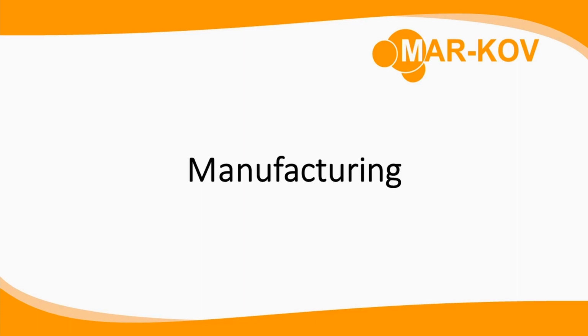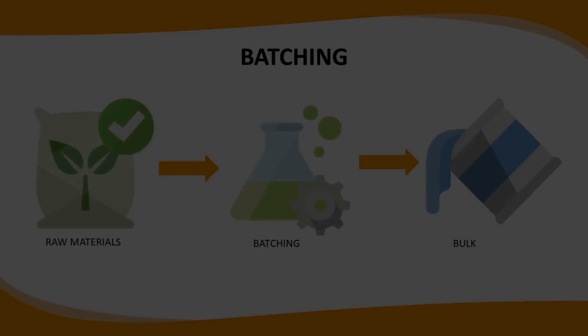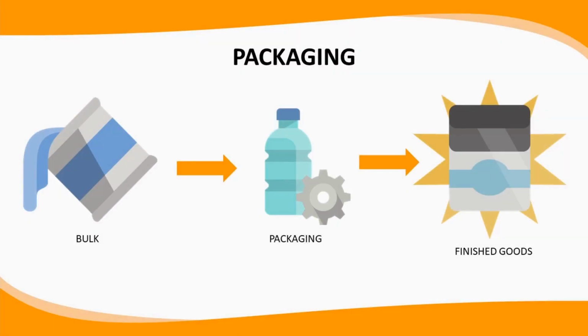Today we will cover how the typical manufacturing process is completed in Mar-Kov. Manufacturing in Mar-Kov is completed through the batching and packaging programs. The batching programs when executed create the bulk product, whereas the packaging programs when executed specify how the bulk produced will be packaged for sale.